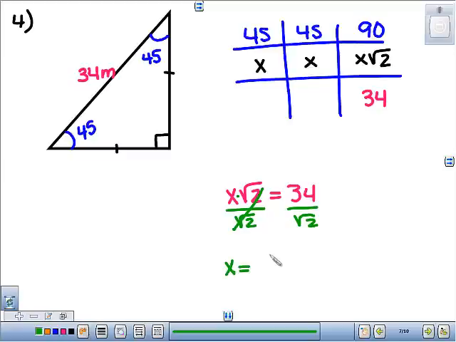So x is 34 over square root of 2, but I need to rationalize. So I'm going to multiply the top and the bottom by square root of 2. Since they're exactly the same, that cancels out the square root sign and you're left with 2 in the denominator. 34 square root of 2, and the 34 over 2 can reduce. That's 17. So you're left with 17 square root of 2. And that is your x.